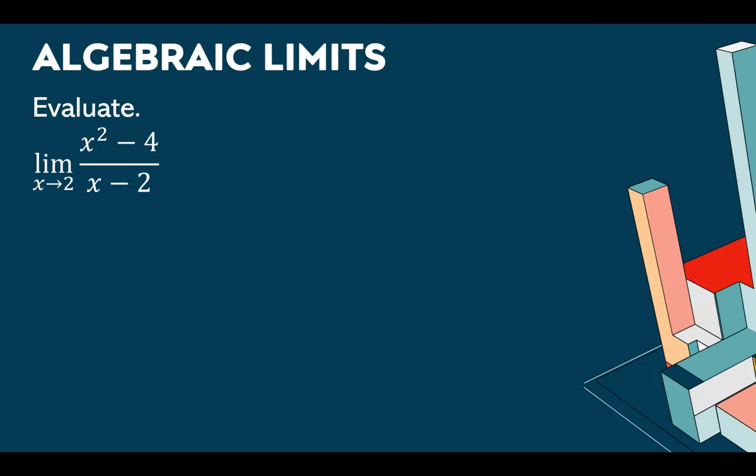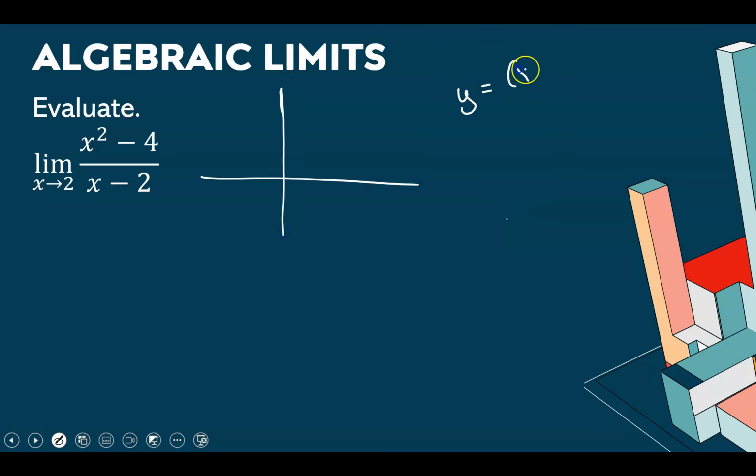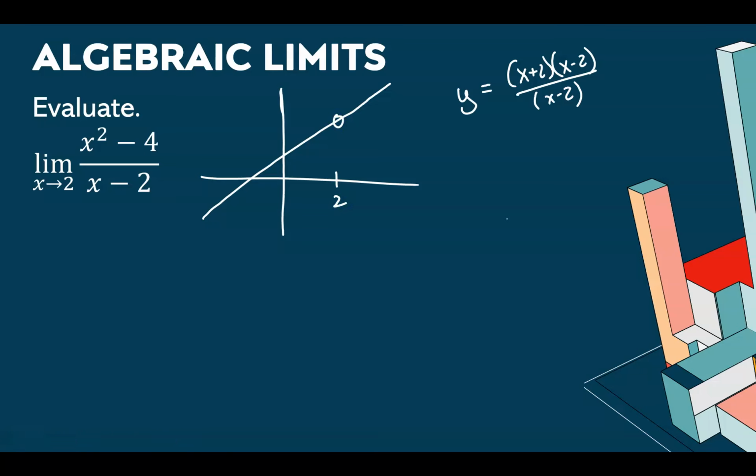We know we're looking at a line with a removable discontinuity at 2. Sorry, I thought I switched the x, but no, I switched the x minus 2. And so again, maybe we think about this graph of y equals x squared minus 4 over x minus 2. Basically, this is the line y equals x plus 2. It just has a hole at x equals 2. And you can see clearly 2 is not in the domain of x squared minus 4 over x minus 2.